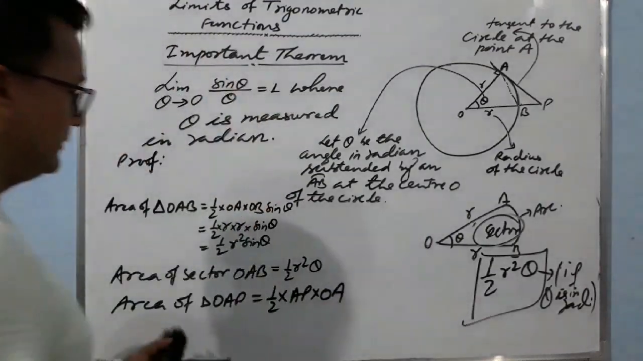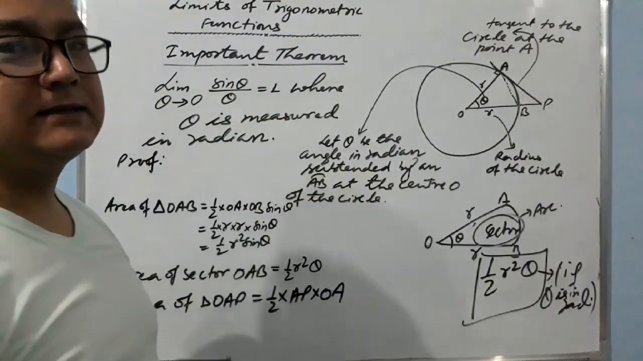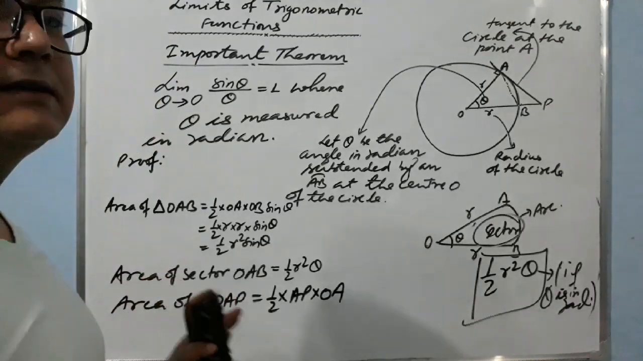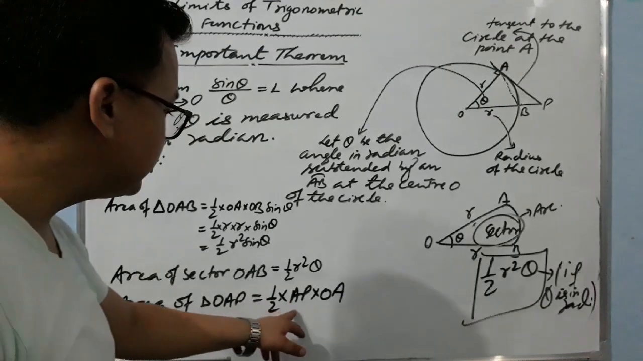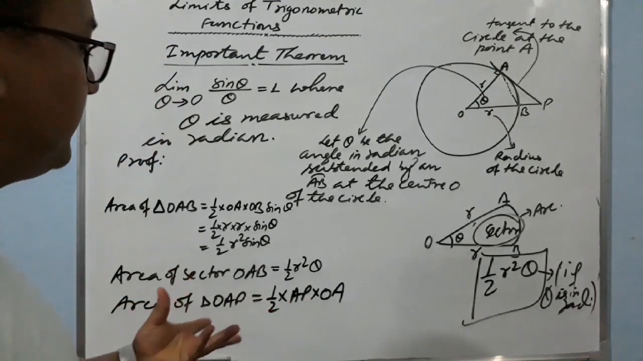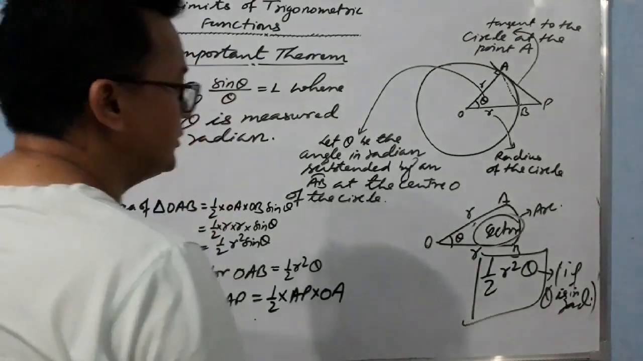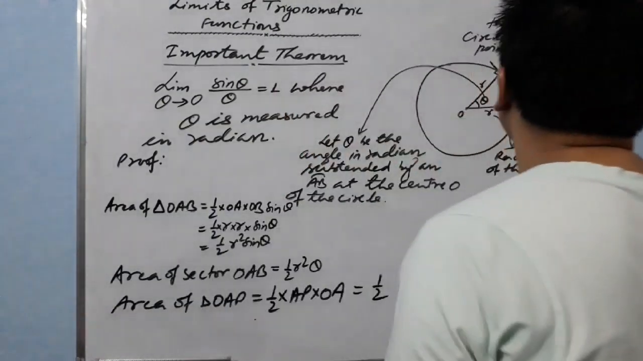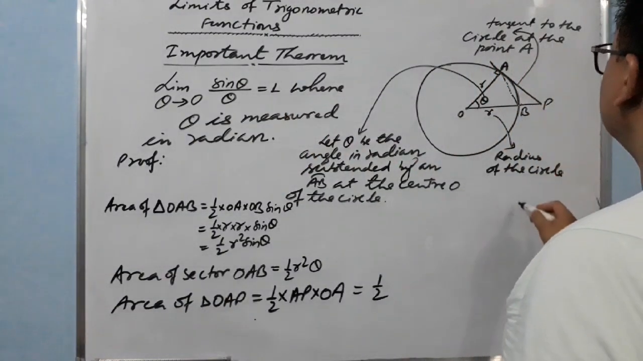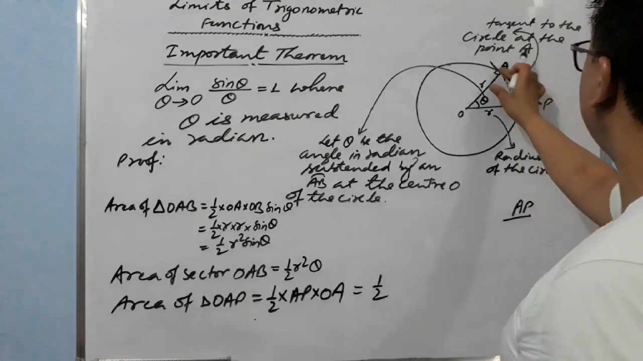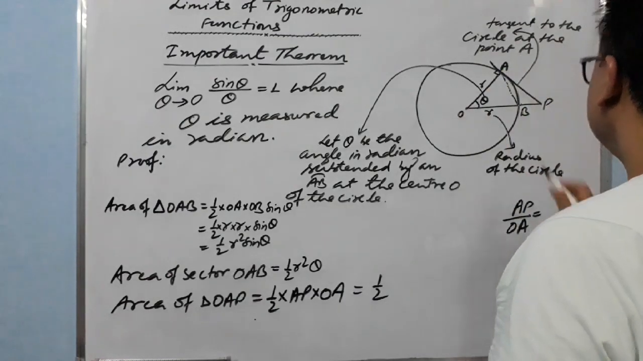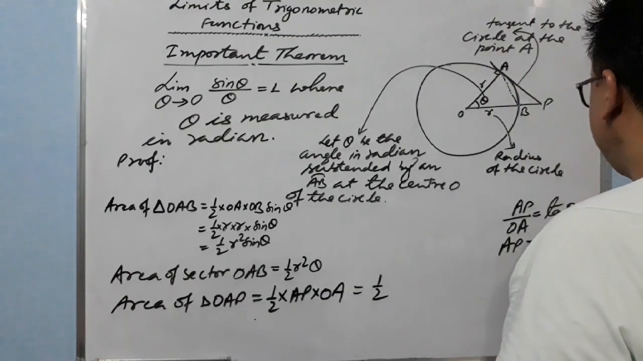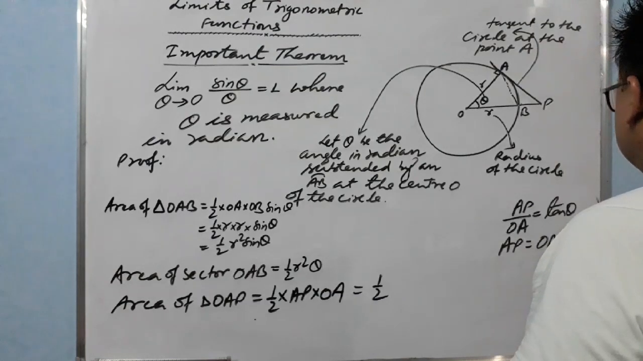Okay, no problem. Half times the sides containing the 90 degrees, if the triangle is a right-angled triangle. So let's find out the value of AP. I'm going to write down that this area is equal to 1 by 2 AP times OA. If you see this triangle, AP upon OA is equal to tan theta, and AP is equal to OA tan theta.